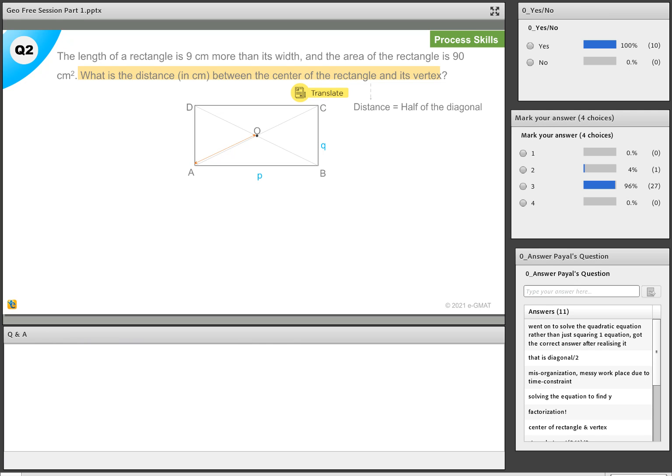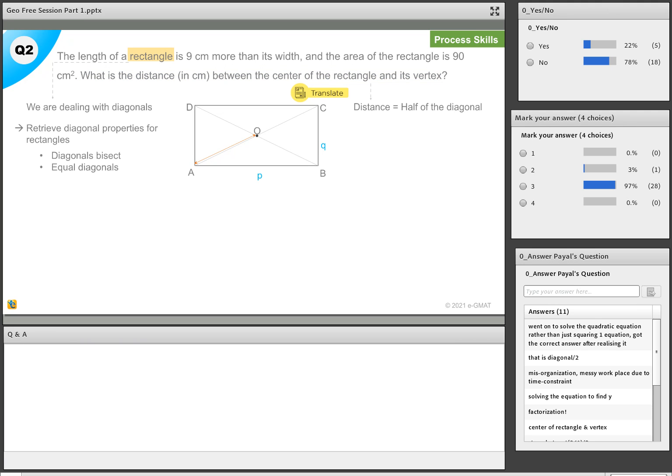Okay, now let's move further here. Essentially, as we translate the English into an image, into the visual form, what we are able to infer is that what we need is the distance, which is half of the diagonal. That's what we need to figure out. How many of you were not able to draw this inference after you translated it? Press yes if you were not able to do that. Press no if you were able to do that. Okay, good. So I hope people who are pressing yes now know what they need to work on. Okay, now let's move further.